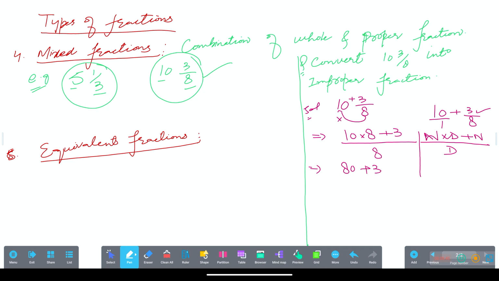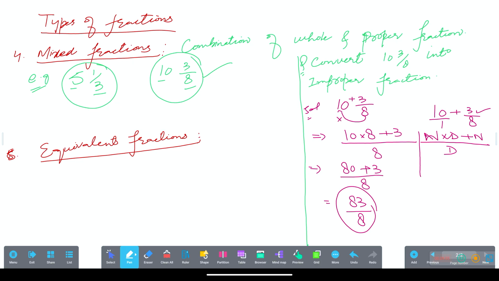Sir, why are we multiplying first? Why not add? I hope you are aware of the BODMAS rule. So first multiply, then add. 80 plus 3 is 83, divided by 8. Now check what type of fraction this is. The numerator is greater than the denominator. So we are able to convert the mixed fraction into an improper fraction.